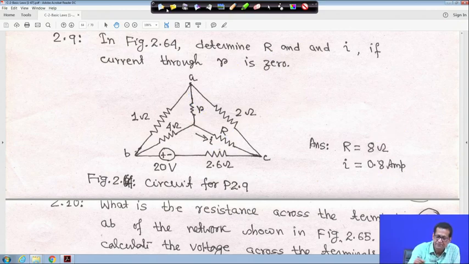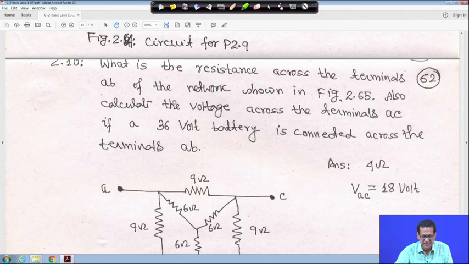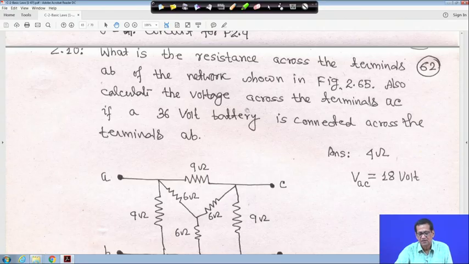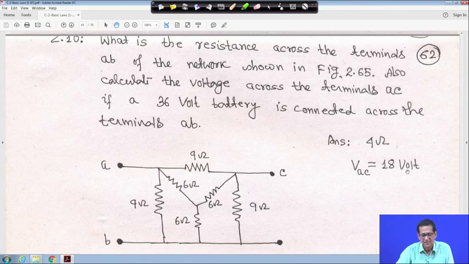The last one. What is the resistance across the terminal AB of the network shown in the figure? Also calculate the voltage across the terminal AC if a 36 volt battery is connected across the terminal AB. Read carefully and find out RAB and VAC. The answer is given: 4 ohm and VAC is equal to 18 volt. So, these 10 problems, maybe many more are there, but I have given you these 10 problems as an exercise.